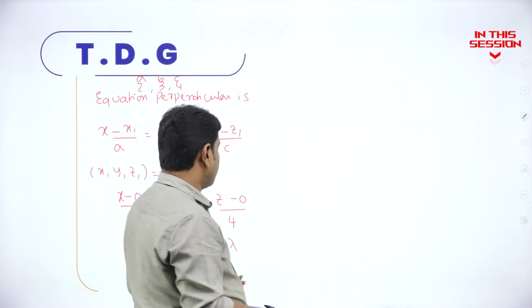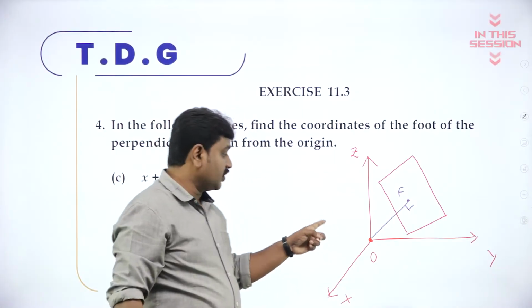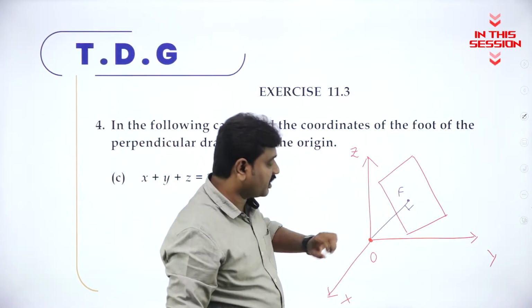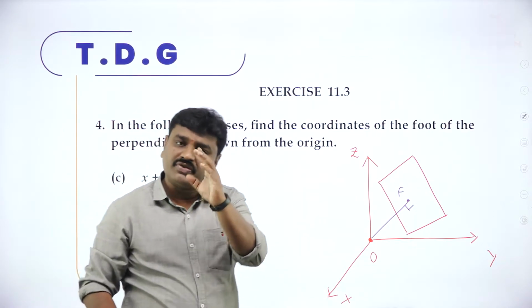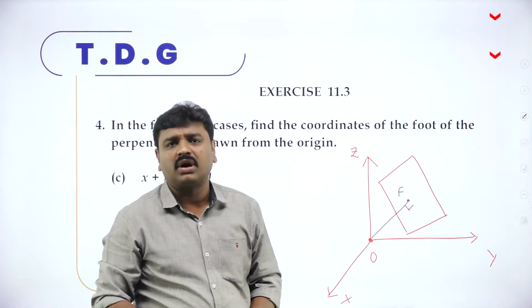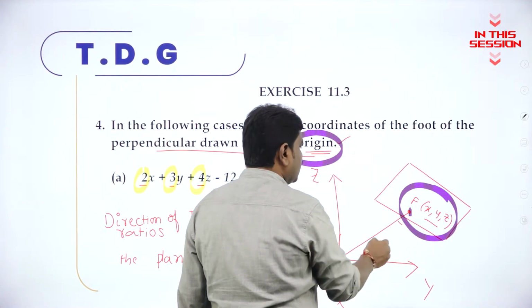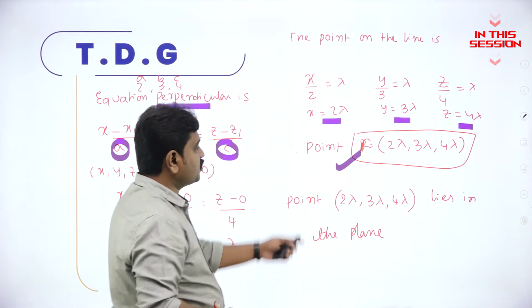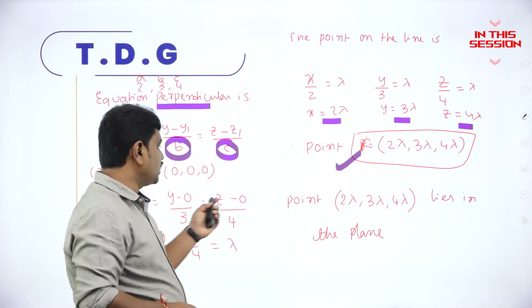So now, for the point on the line, our first task is to get the equation of the perpendicular, OF. OF is a perpendicular. Perpendicular is also a line segment. This foot of perpendicular lies on the line, and it is also on the plane. So substitute this 2 lambda, 3 lambda, 4 lambda in the plane equation.